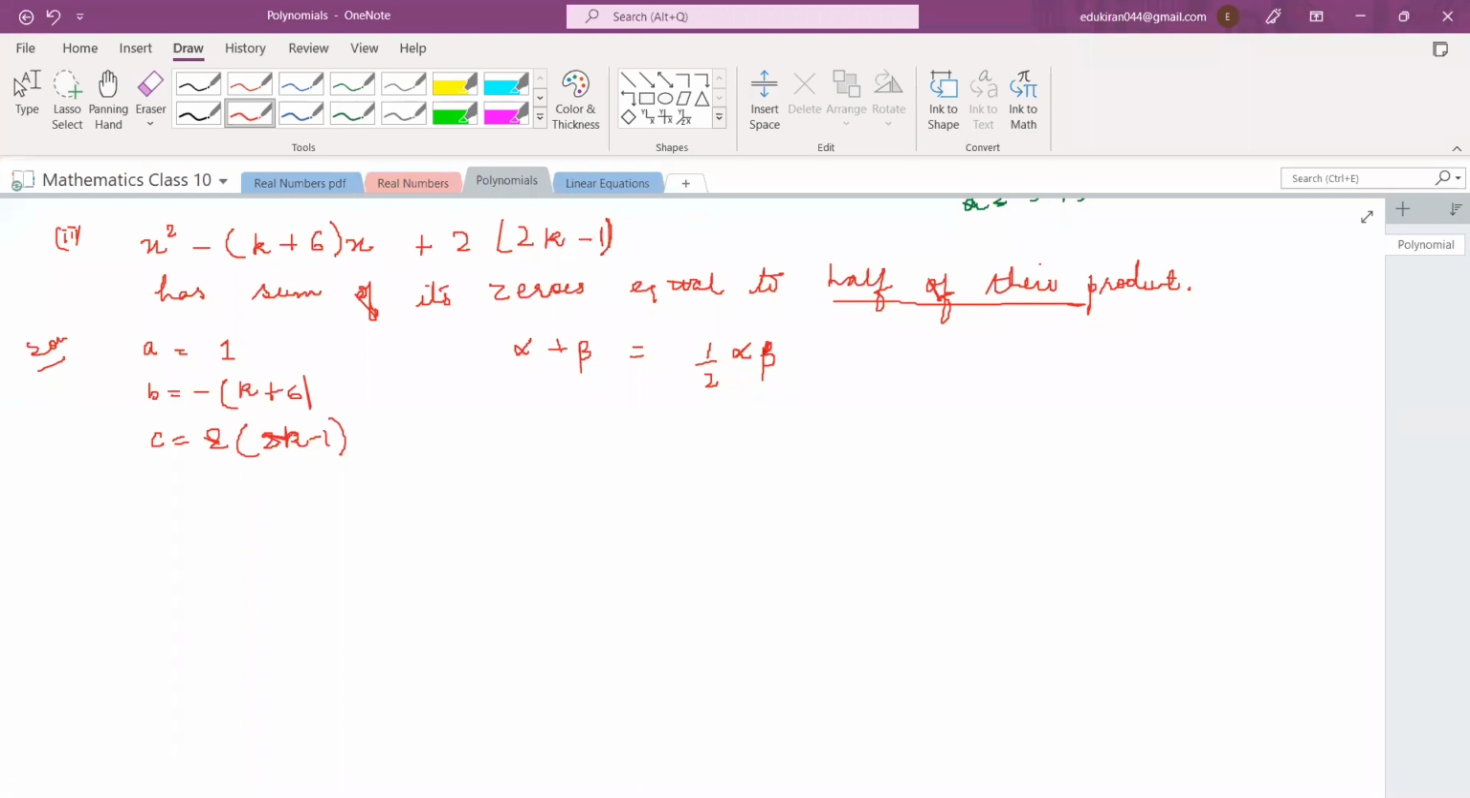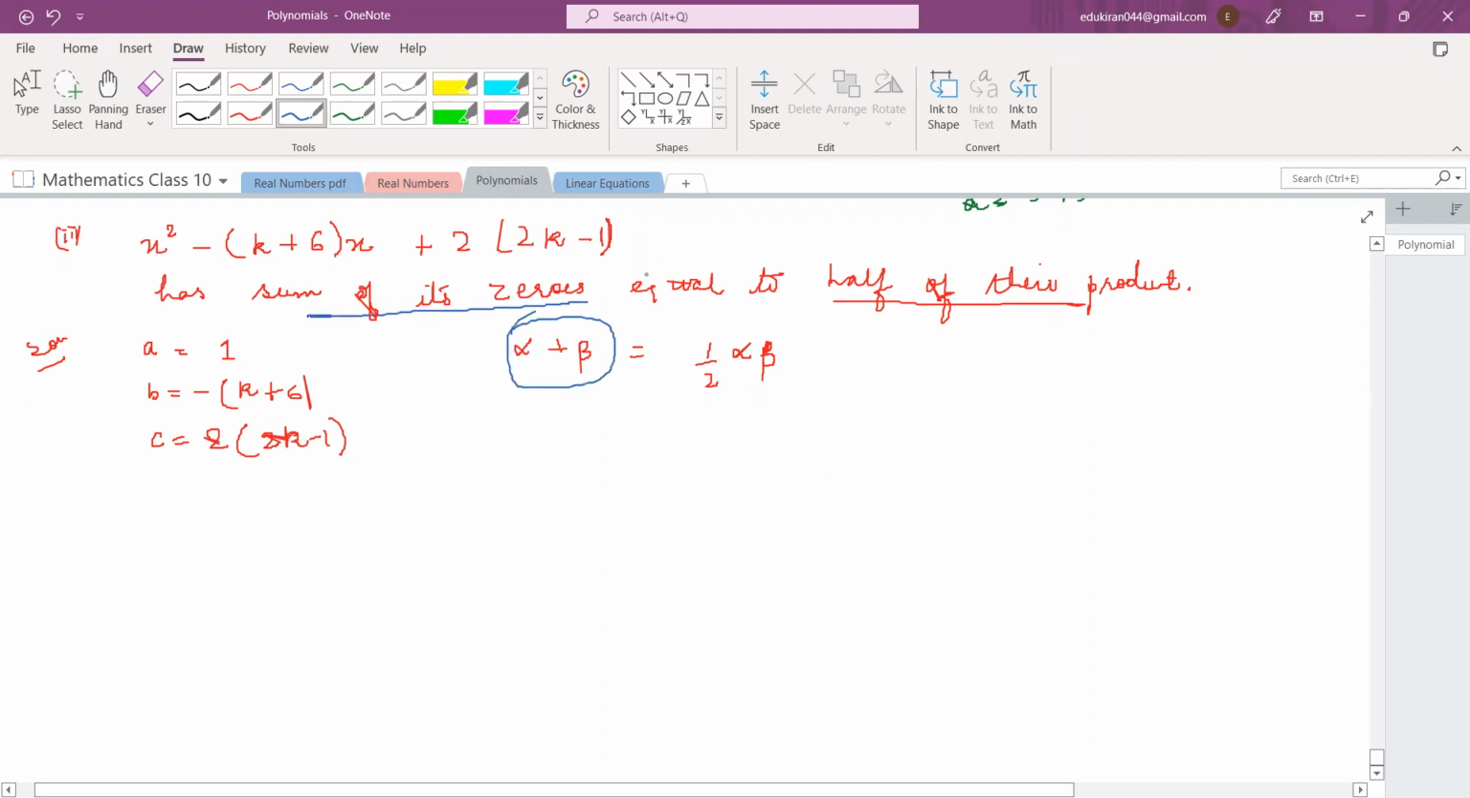Yes, ma'am. Yes, Hamna, is this clear? Yes, ma'am. So first you have to formulate this mathematically: the sum of the zeros, now put an equal to sign here, equal to half of their product. So half of alpha beta. Understood, Harsha? Yes, ma'am. Okay. Now what is alpha plus beta? That you know, minus b by a.